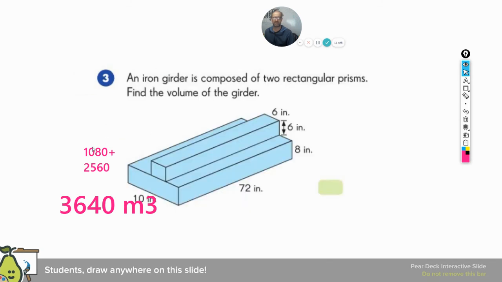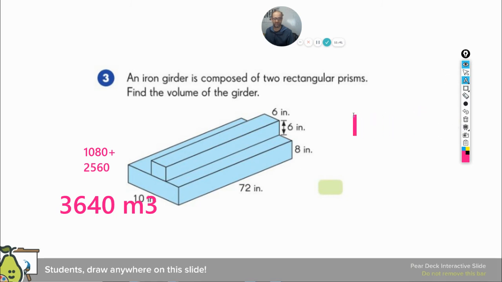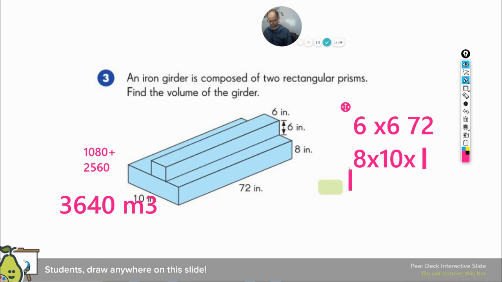An iron girder is composed of 2 rectangular prisms. Find the volume of the girder. As someone who's built things, I've got protests on this, but it is what it is. Your 2 number models are going to be 6 times 6 times 2, what is it? 72. And you'll add that, see that 10? It's hiding here. Sorry about that. There's a 10 down there. 8 times 10 times 72.